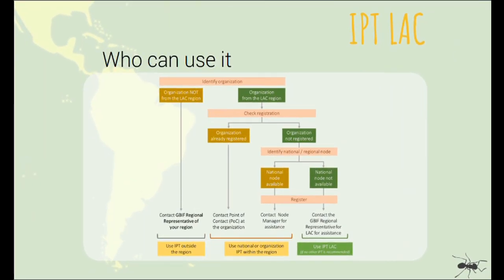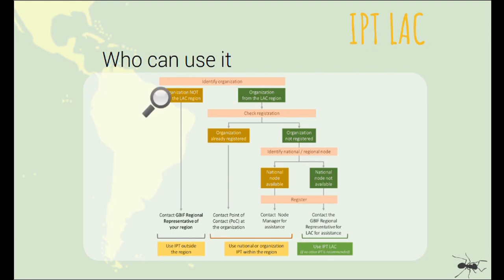The IPT LAC may be used to publish data resources by any organization in the LAC region. However, if a more appropriate IPT instance exists, such as a national node IPT, the organizations may be requested by GBIF or a participant node to use a specific IPT. Publishing organizations should explore national and regional options before resorting to IPT LAC. The following decision tree will help us decide whether IPT LAC would be the appropriate option to share the data.